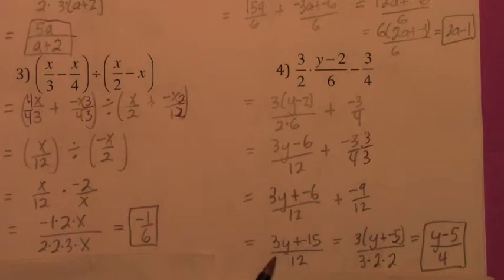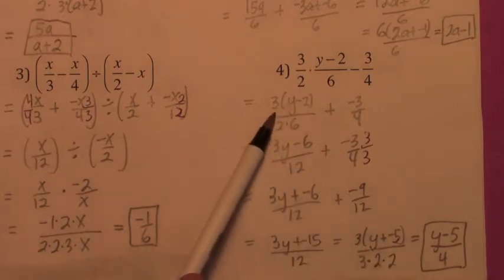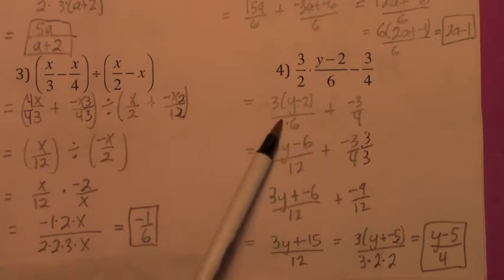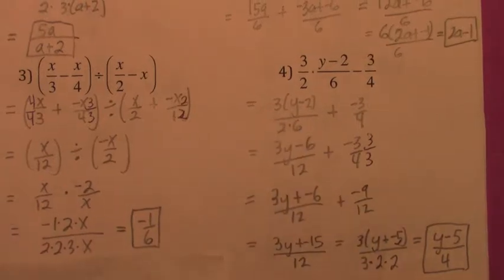You factor the 3 out of the top, and you factor the bottom, you can cancel the 3. That's why your final answer is y minus 5 over 4. And if I had been smart, if I had reduced it there, I think it would have saved me some work. Anyway, we can still get there, right?